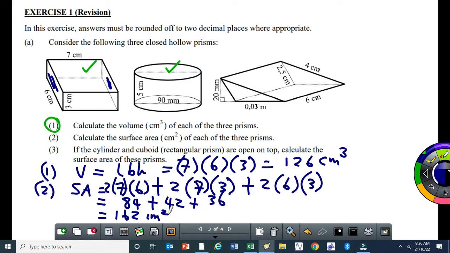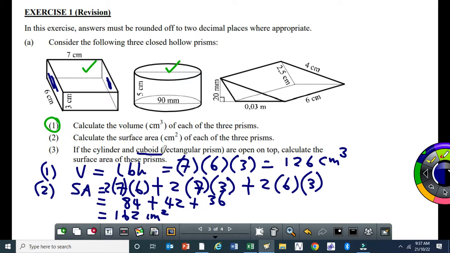Okay, then number 3 says, if the cylinder or the cuboid, which is the rectangular prism, this is the other name of a rectangular prism. It's called a cuboid, but we don't normally use that. In everyday life, we normally use a rectangular prism, including in maths as well. But it has got another name, which is the cuboid. All right.